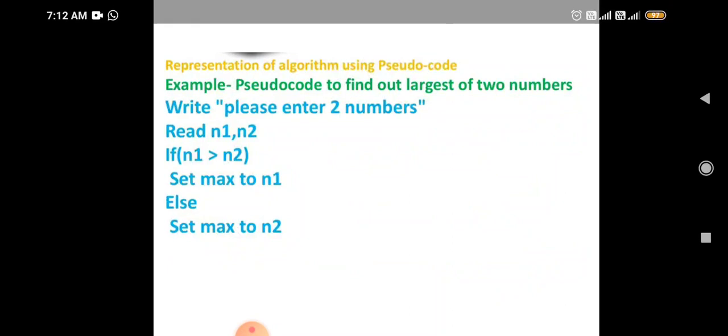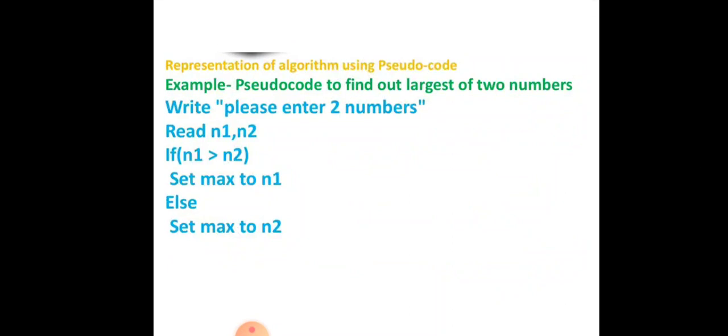Now, how will we represent an algorithm using pseudocode? For example, we have to write the pseudocode to find the largest of two numbers. First we write: please enter two numbers. अब suppose हमें दो नंबर हैं और उसमें से largest number find करना है और उसके लिए we are writing pseudocode. तो first of all first step हमारा होगा enter two numbers.